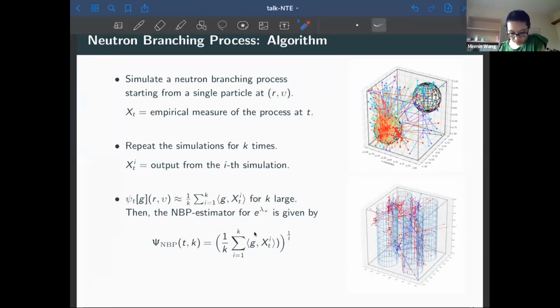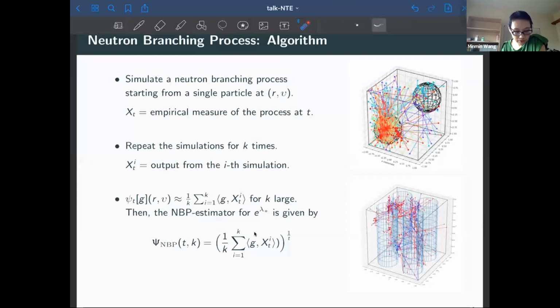All right, so we simulate such a system up to time t, and the output will be the empirical measure of this system at this time t.